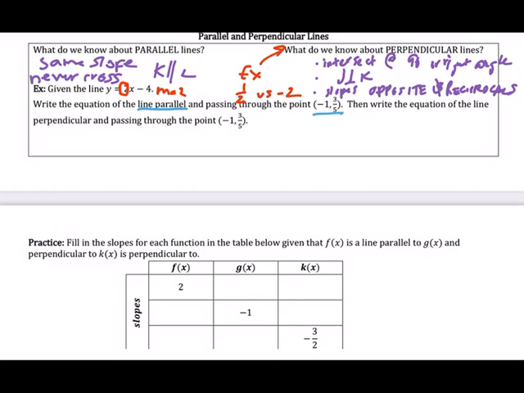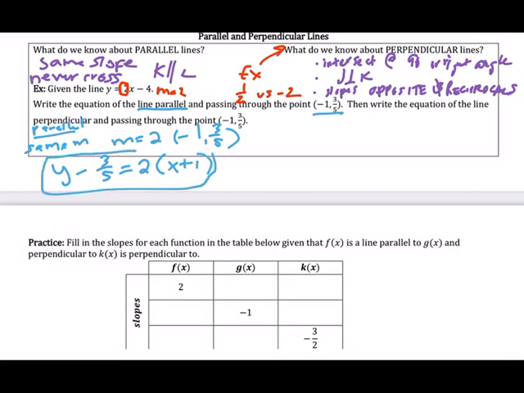So parallel line means that my slope will be the same. That means my slope will still be 2. And they're giving us the point -1 and 3/5. So y minus the y value of that point, 3/5, equals my slope 2 times x plus 1. So here is my parallel line. Why don't you go ahead and pause the video and find the perpendicular line.